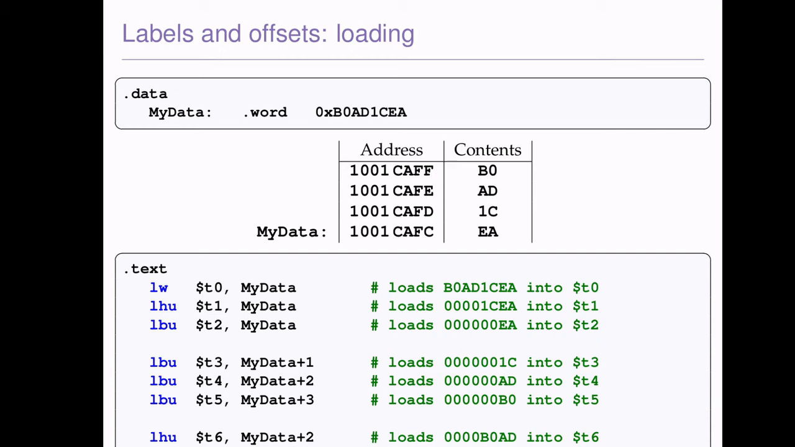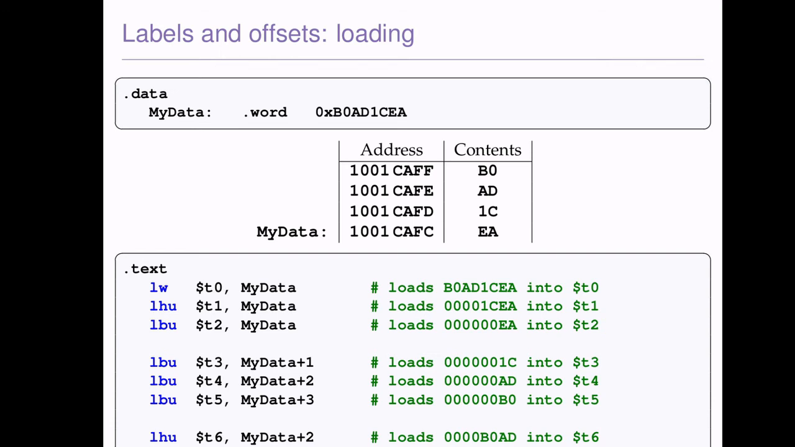Or similarly, I could add 2 and that would take me up to 101cafA, and I could add 3 and that would take me up to cafB. So the point of this is, if you have a data label, you can manipulate that by adding on to it, and what we add on to it is what we call an offset. So let's see how this works.